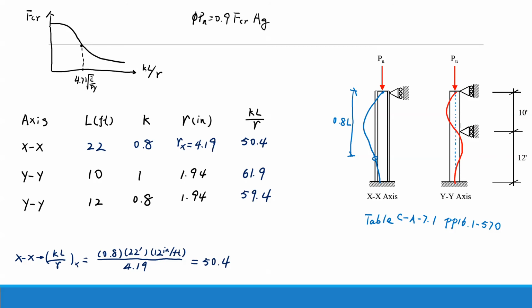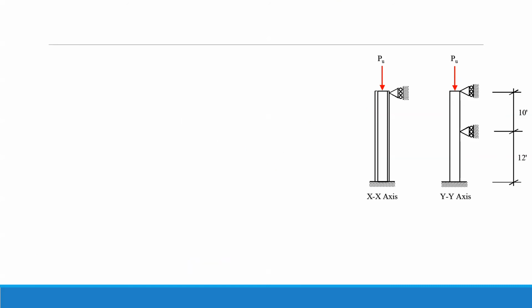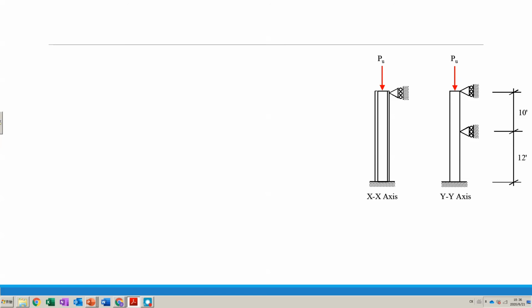Okay, so if you look at the curve, you'll see that the larger slenderness ratio will yield smaller FCR and then the smaller phi Pn. So the largest KL over R will be controlling. So I will say this one will be controlling. Okay, so I'm gonna determine phi Pn based off 61.9, the largest slenderness ratio.